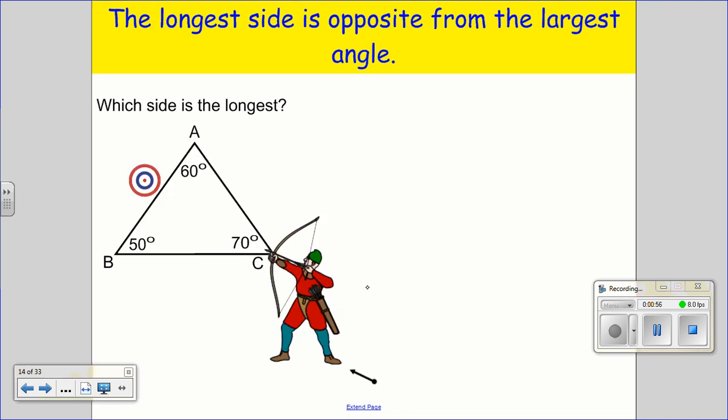The longest side is opposite from the largest angle. So on the same triangle ABC, the longest side would be side AB because it's across from the larger angle, which is 70.